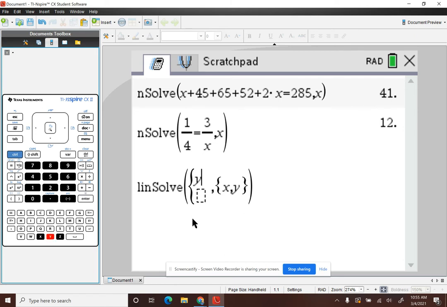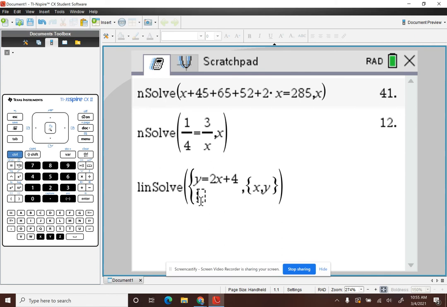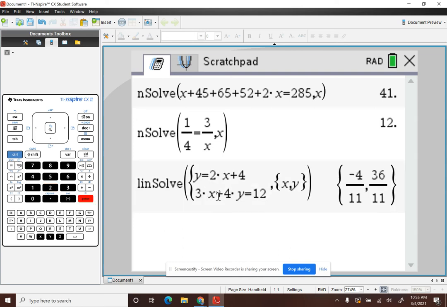So let's say we have y equals 2x plus 4. And let's say this one's written in standard form. So 3x plus 4y equals 12. And again, this is kind of a good example of what type of problems you may have. Literally, this thing will do systems at the blink of an eye. So now if I get both of my equations in, just type them in exactly the way they're given to you on the question again and hit enter. These are my 2 answers.